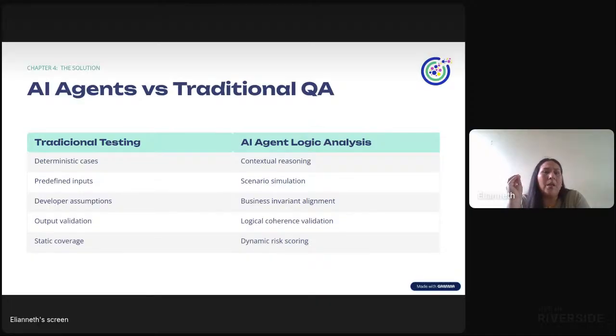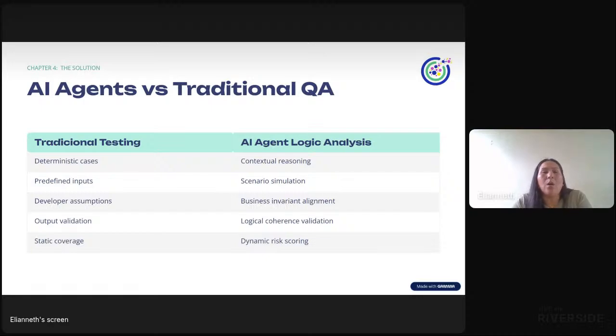Okay, so for traditional testing, we have deterministic cases, and with AI agent analysis, we can have contextual reasoning. For traditional testing, we have predefined inputs, and with the agents, we can do scenario simulations. For traditional testing, we have developers' assumptions, what they understand of the requirements of the product, and with the AI engine, we have business environment alignment. Even some things that are not completely clear in the requirements of the product, there are some business variations according to the domain, whatever. We can actually detect that.